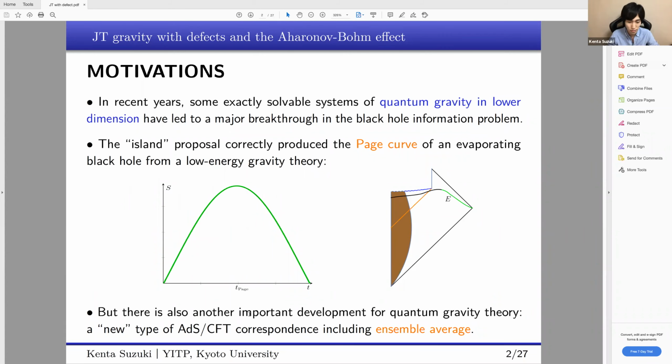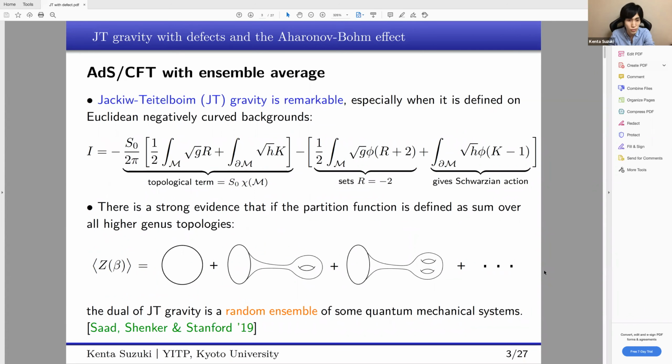But there was also another important development for quantum gravity theory, achieved by studying lower dimensional quantum gravity theory recently. And that is the discovery of a new type of AdS/CFT correspondence, which includes some kind of ensemble average for the boundary theory. So this is pretty much related to our work. Let me give a little bit more detailed explanation of these new types of AdS/CFT correspondence.